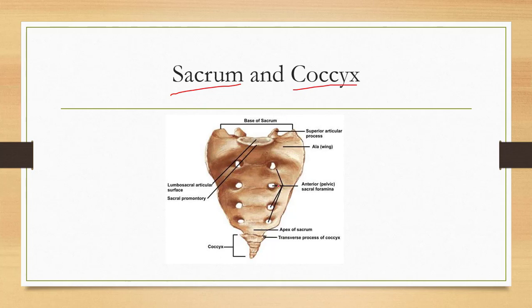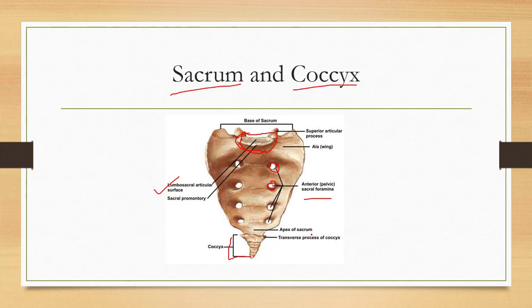Now we will look at the structure of sacrum and coccyx. As you can see, there are some foramina present in the sacrum, and these foramina are referred to as anterior or pelvic sacral foramina, and this is the attachment site of the lumbar vertebrae with the sacrum. That's why this is referred to as lumbosacral articular surface.